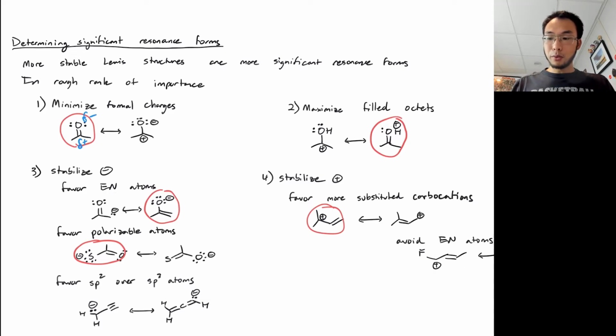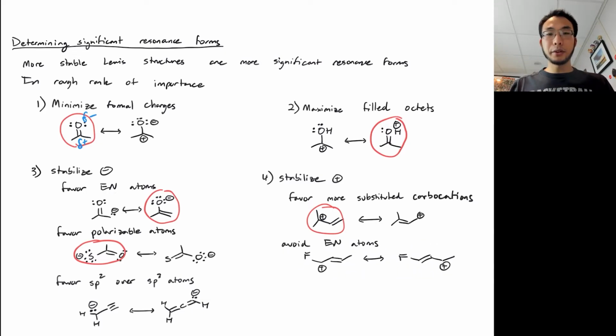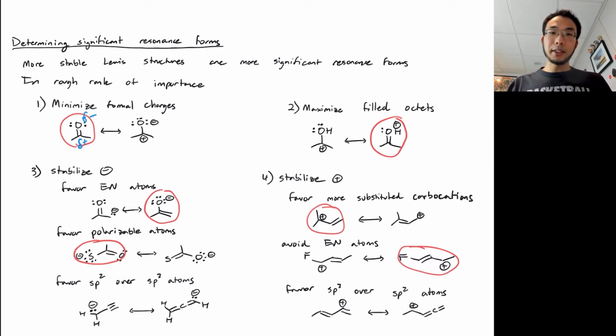We'll also want to avoid putting positive charges next to or nearby electronegative atoms. Because electronegative atoms are trying to pull in electron density, we don't want there to be a lack of electron density to pull from. So for that reason, we would prefer resonance forms like that one right there. And then finally, in the opposite of when we stabilize negative charge, if we're trying to stabilize positive charges, then we want to put the positive charge on an sp3 atom because it has less s orbital character.